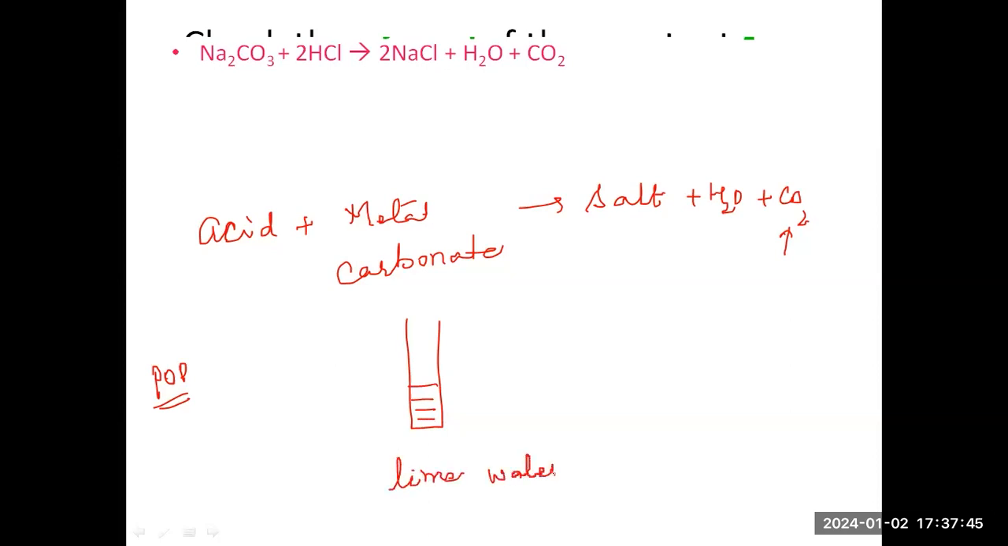Lime water, the chemical name is calcium hydroxide. Calcium hydroxide solution is the lime water. It is colorless, right? You must have seen it in the lab. It is colorless. But when you allow some carbon dioxide gas into it, suppose this is a tube connected to another test tube where carbon dioxide gas is produced. So this tube is taking carbon dioxide gas into lime water.